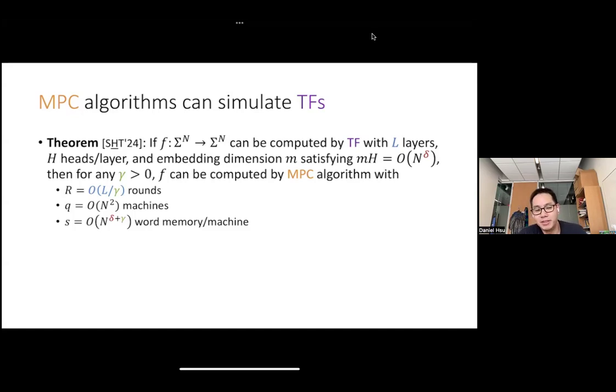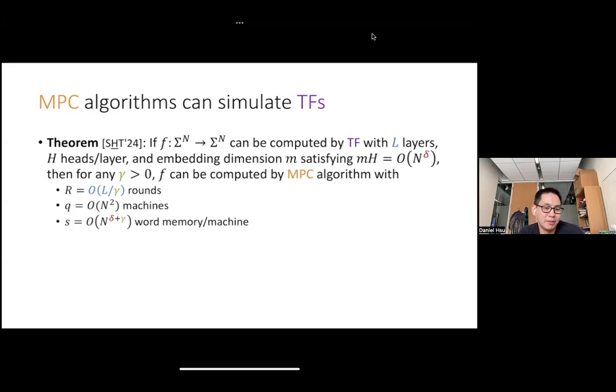The only thing that's suboptimal here, or at least it's not clear if it's suboptimal, is that the number of machines has to grow quadratically with the input size. But otherwise, the number of rounds is roughly what you would hope for, and the memory size per machine is very close to what you'd hope for, just proportional to the embedding dimension, or the width of the transformer.